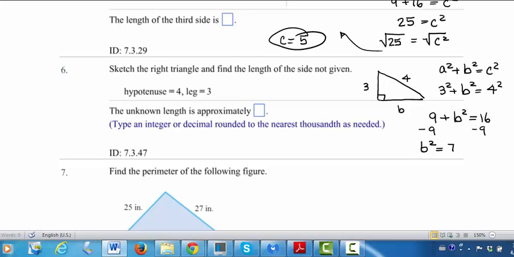Now 7 is not a perfect square, and here they tell you to type an integer or a decimal rounded to the nearest hundredth or nearest thousandth. But I'm just going to ask you to leave it in radical form. So if I take the square root of both sides, I get B. Since there's no perfect square inside my radical, I'm just going to leave it as B equals the square root of 7. Okay?